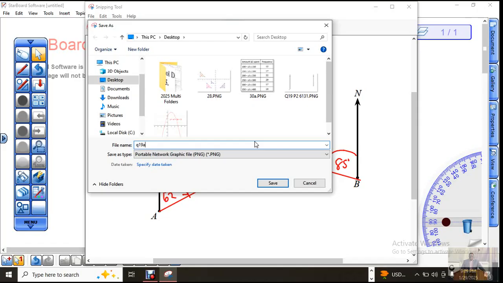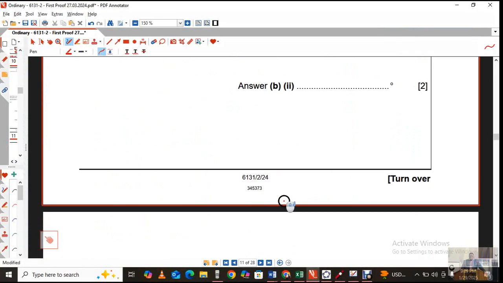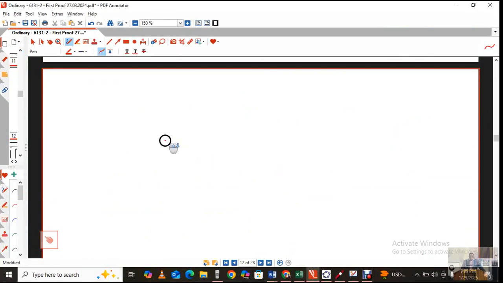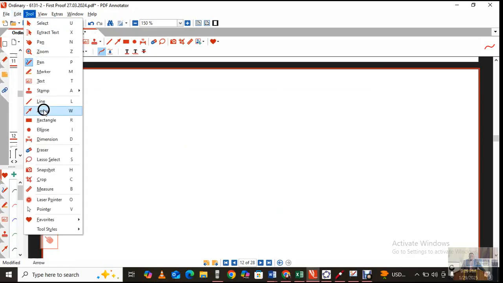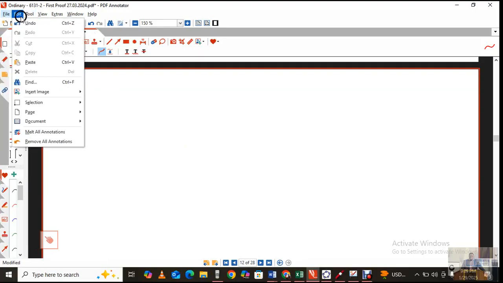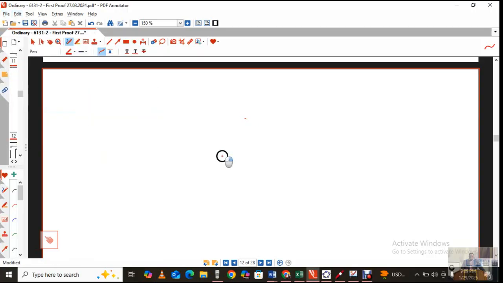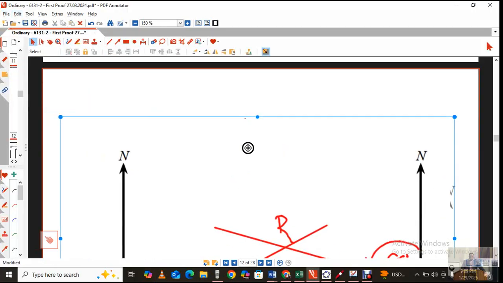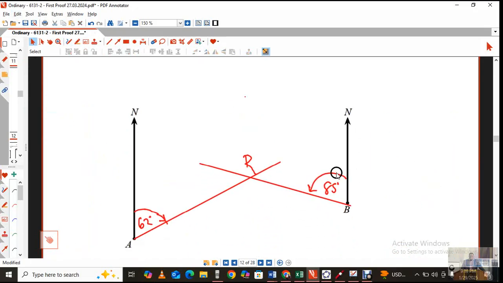Right, let me save that, and I'll go to my document, because what I did is I inserted an extra page, I appended it. I'm showing you the software. Once you get the software, the PDF annotator, then you know more or less how to do it. So I went to page, insert page. All right, so I'm going to paste it over here. Now let's bring our document. So this is the stuff that we did over there.